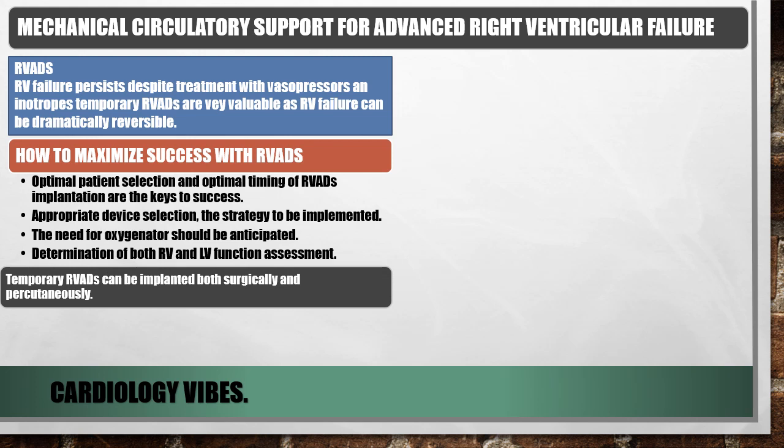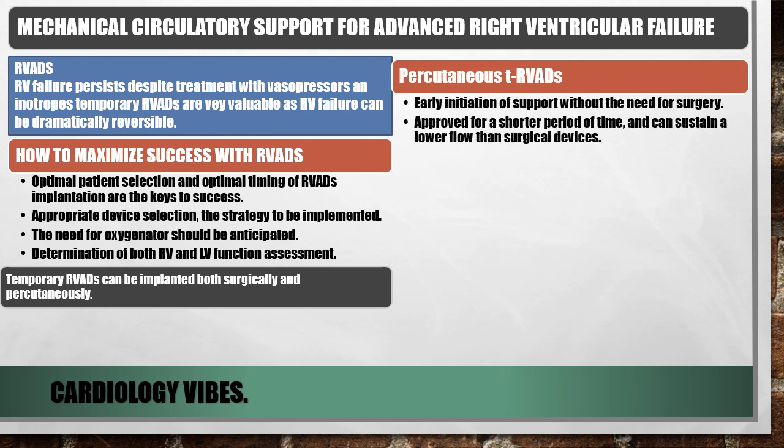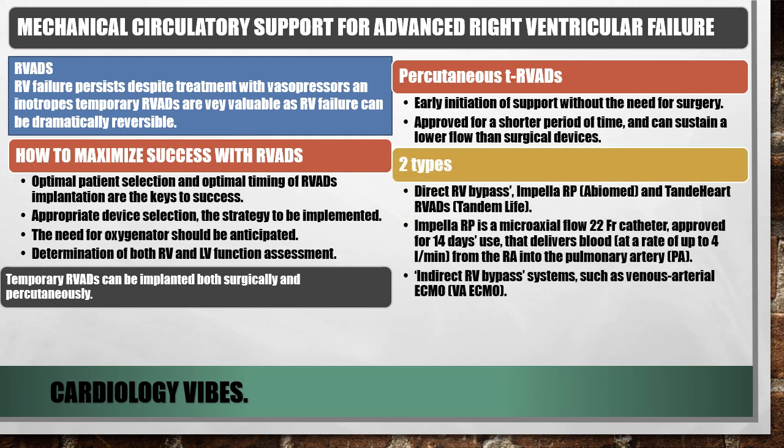Temporary right ventricular assist devices can be implanted both surgically and percutaneously. Percutaneous temporary right ventricular assist devices have the advantage that they can be used for early initiation of support without the need for surgery, but they are approved for a shorter period of time and can sustain a lower flow than surgical devices. They are of two types: the direct RV bypass systems, the Impella RP and the TandemHeart, and the indirect RV bypass systems such as the veno-arterial ECMO.